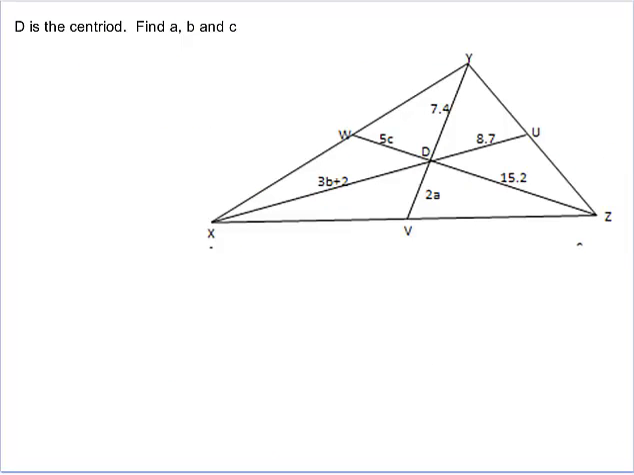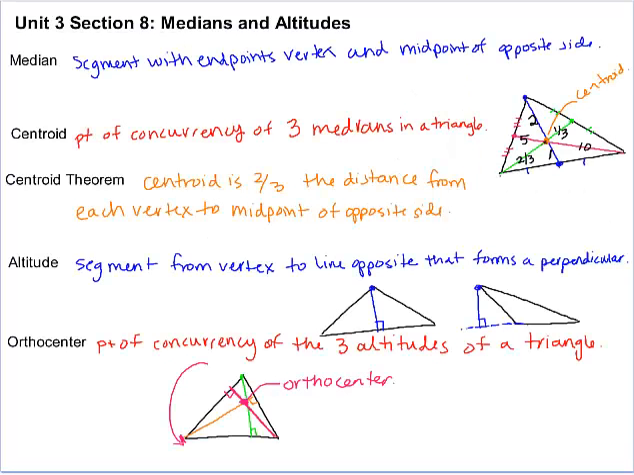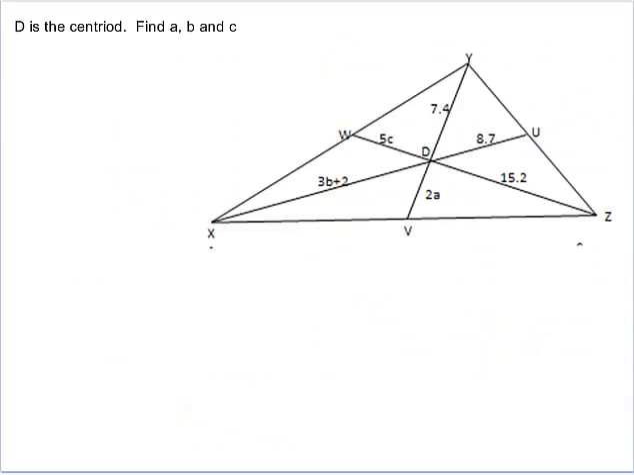First one, we're told that D is the centroid. We want to find A, B, and C. Well, the only thing special we found out about the centroid here is that it is 2/3 of the distance from each vertex to the midpoint of the opposite side. So it has a ratio of 2 to 1. And we're going to use that information to help us out. So here's A, here's 7.4, so those two go together. From Y to D, so from the vertex here, that should be twice as big as from D to V.